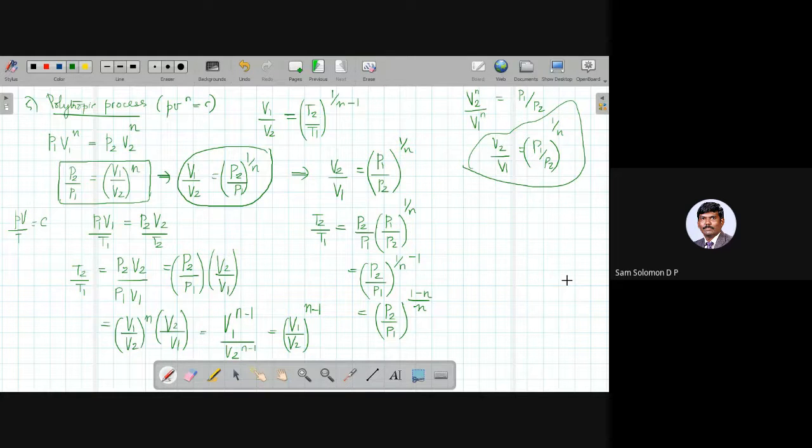Okay, so you can have all these relationships T2 by T1. If this is going to be T1 by T2, you will have P1 by P2 whole to the power 1 minus n by n. So all these relationships you can have, and you need not memorize them. Just like I derived, you can derive this when it is being asked.